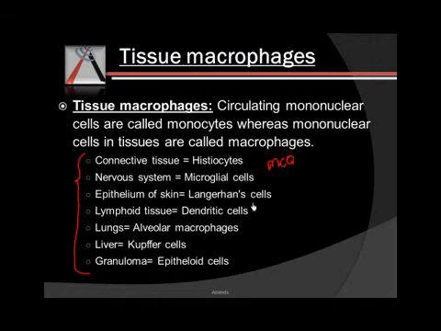In the epithelium, they are called the Langerhans cells. In the lymphoid tissue, they are called the dendritic cells. In the lungs, they are called alveolar macrophages. At this point, do you remember the heart failure cells, which are nothing but hemosiderin-laden alveolar macrophages? Alveolar macrophages had ingested the extravasated blood. Then in the liver we have the Kupffer cells, and in granuloma these cells are called epithelioid cells.